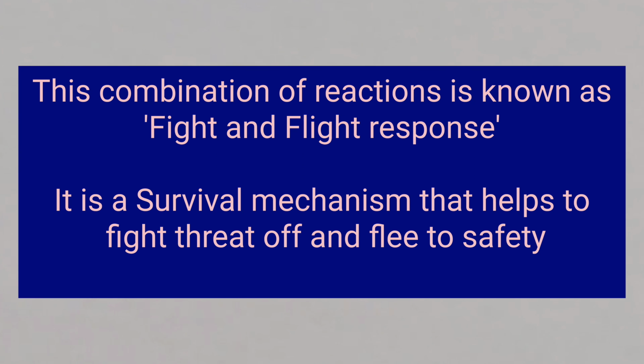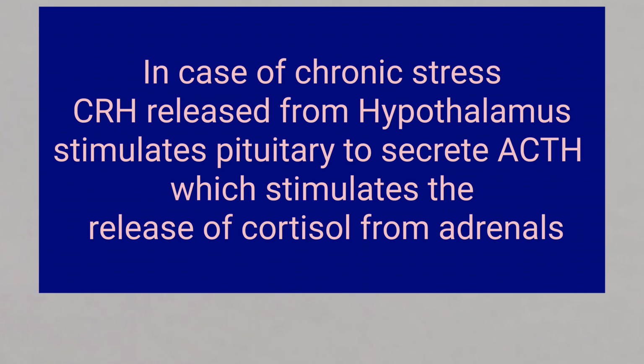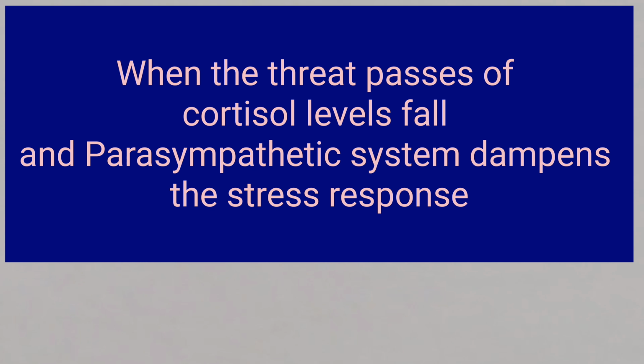In case the stress is chronic, the hypothalamus releases corticotropin-releasing hormone, which stimulates the pituitary gland to release adrenocorticotropic hormone, that is ACTH. ACTH travels to the adrenal gland, prompting it to release cortisol. When the threat passes, cortisol levels fall. The parasympathetic nervous system then dampens the stress response.